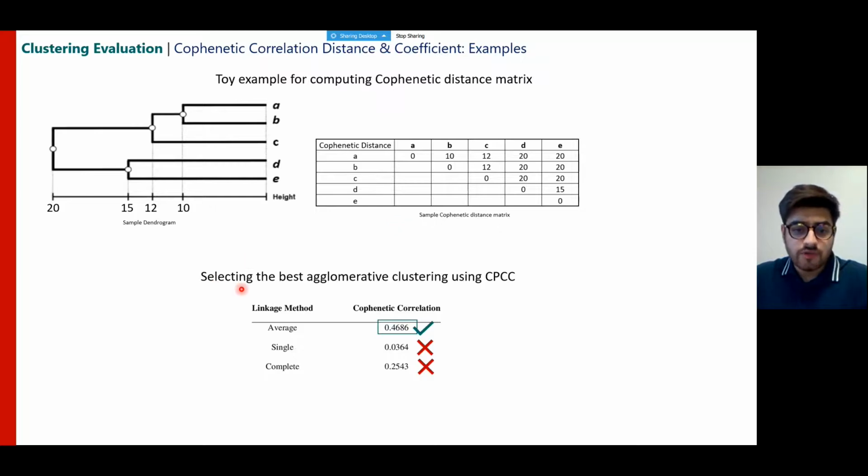To give an example of how we select the best agglomerative clustering technique using this value, we look at the following table, which has the linkage method that we used, or the algorithm that we used for agglomerative clustering, and the corresponding Copernic correlation coefficient. We find the best value, which is closest to 1, and we select that clustering because that clustering suits the data best among these three. So because among these three, average link has the highest value and is closest to 1, we pick that value.